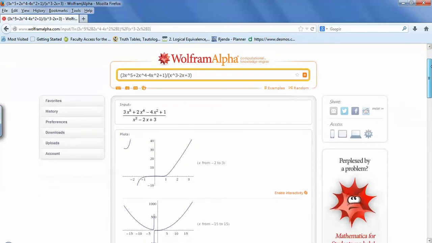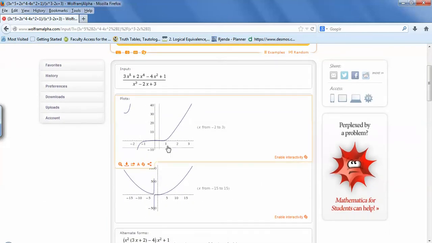So if you look here, it gives you two graphs. This one is sort of zoomed out. It goes from negative 10 to 40, but it's actually zoomed in along the x. And then this one down here is much more zoomed out. If you notice, negative 500 all the way to 1,000, negative 15 to 15 for the x's.